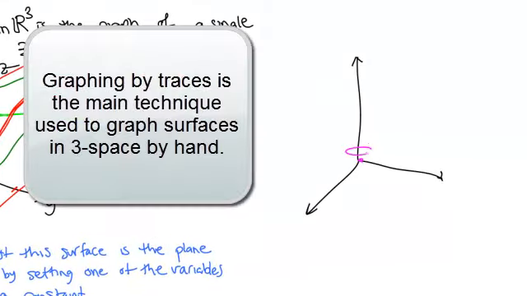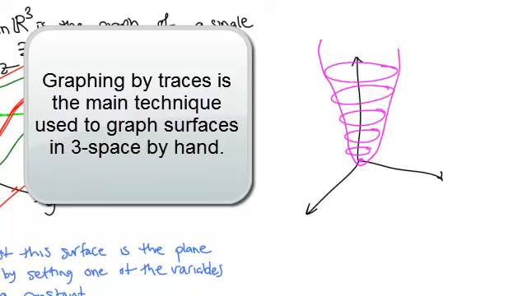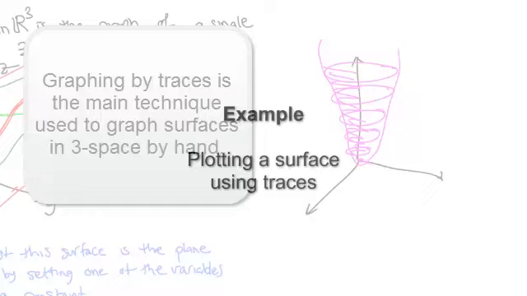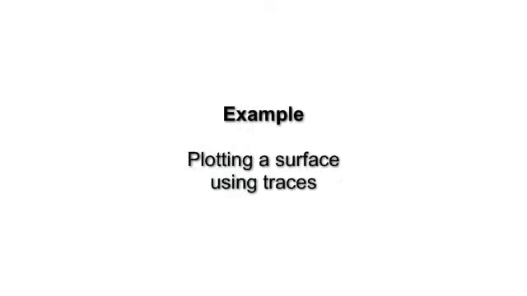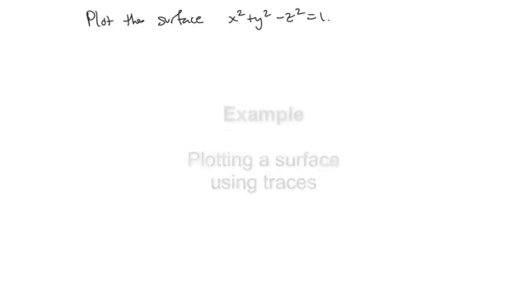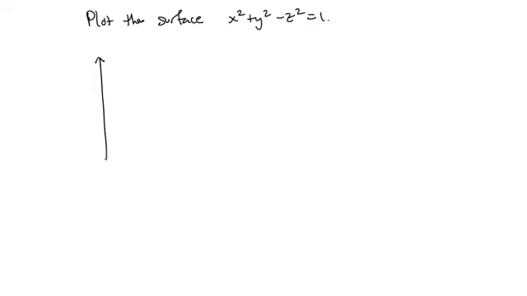As we saw in the previous example, by piecing together many traces, we might be able to see just what our surface looks like. So let's try this out on an example. Plot the surface x squared plus y squared minus z squared equals 1. So I'll put up some coordinate axes in three-dimensional space, but I don't think I'm going to use them just yet. I'm going to try to set up what my traces might look like.